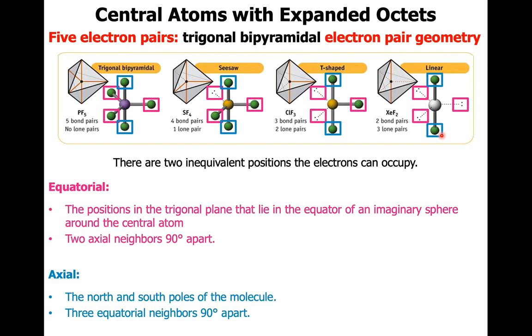Okay, the equatorial positions in the trigonal plane lie in the equator of an imaginary sphere. If you imagine this on a globe, this is just to give you some idea of where the names come from. So the equator, if you imagine this on a globe of the Earth, and then the axes, the North Pole and the South Pole.